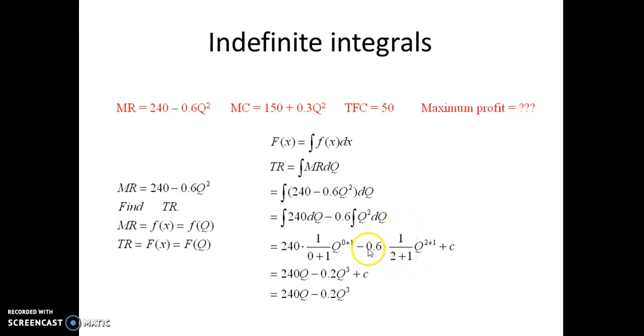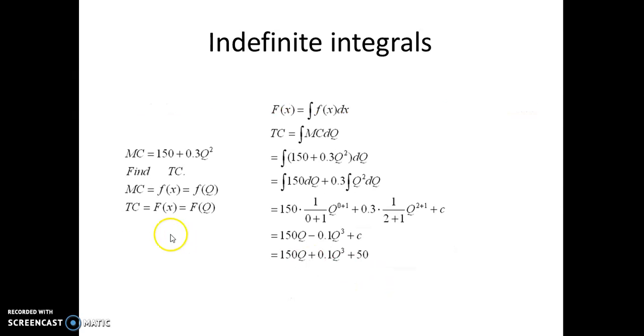And now I have to multiply it by the constant. So minus 0.6 times 1 over 3 will give you minus 0.2. And I've got q cubed plus my constant of integration. But of course, we're not given anything, so therefore, it's just 240q minus 0.2q cubed.